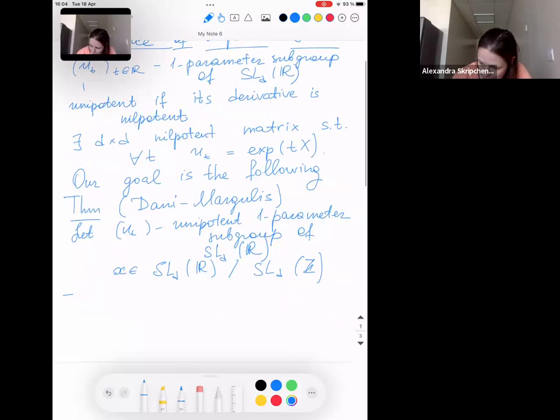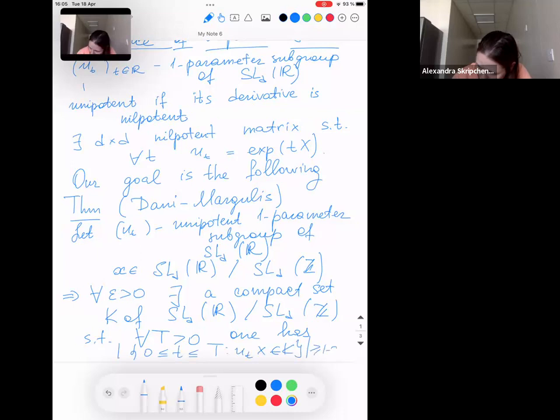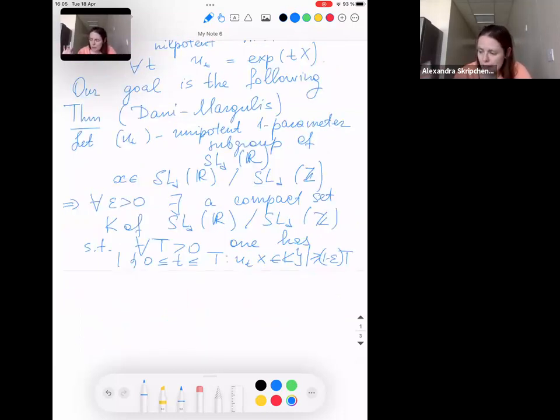Then we claim the following thing, that for any positive epsilon, there exists a compact set K of SL_d(R) factor SL_d(Z), such that for any positive T, one has the following inequality: we look at the subset of times when we go back to this K and we measure it, and it's big enough. So morally, it means that we go very often back to the compact set. And there is a really quantitative characteristic. What does it mean to go very often? Here, this measure means just the Lebesgue measure on R, simply.